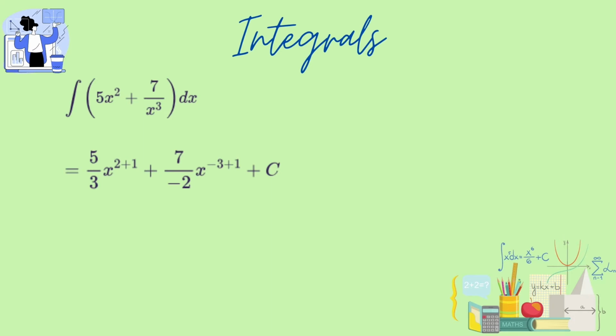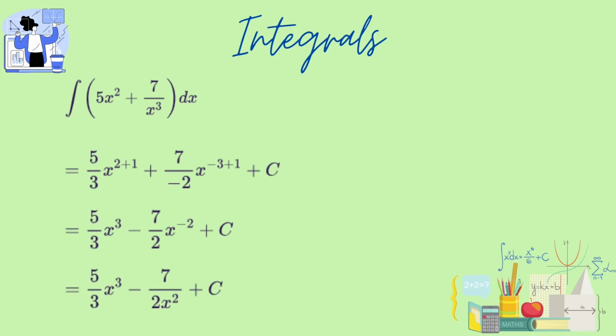Similarly, since 7 over x cubed can be expressed as 7 times x to the negative 3, we can consider the antiderivative to have an exponent of negative 3 plus 1. Then, we divide 7 by the new exponent, which is negative 2. So for the antiderivative, we have 5/3 x cubed minus 7/2 x to the negative 2 plus the constant c, or 5/3 x cubed minus 7 over 2x squared plus a constant c.